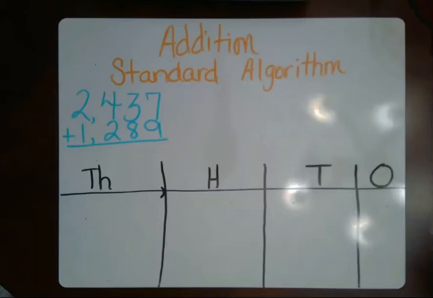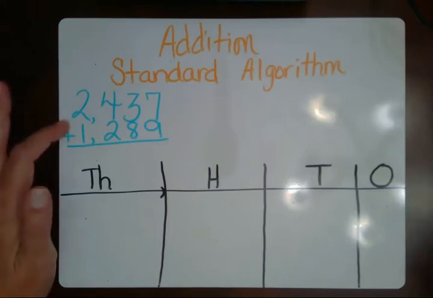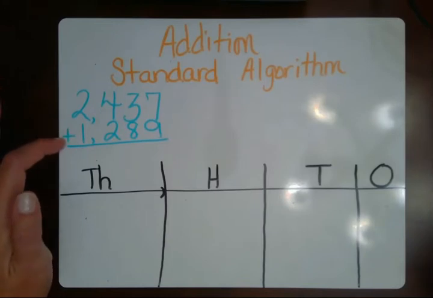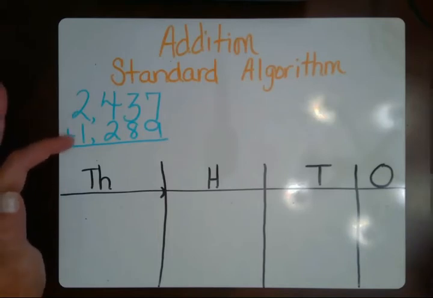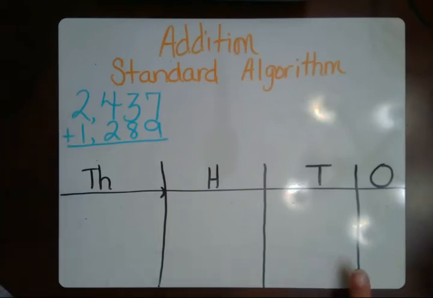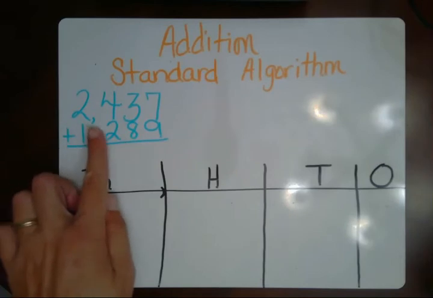Addition of whole numbers can be really easy if you understand the why behind it. So we're going to figure that out using this problem, 2,437 plus 1,289. We're going to solve it using the standard algorithm, but I'm going to use this place value chart to explain the why.